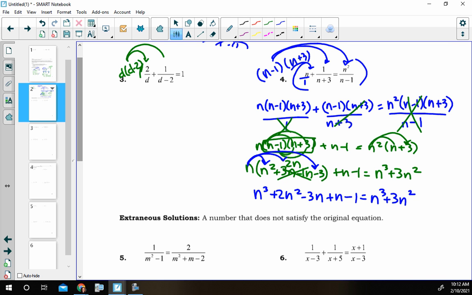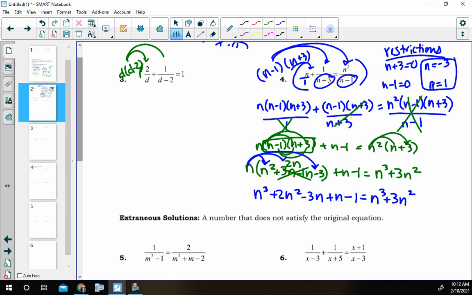And now we can start bringing some stuff together here. All right, because I've got to solve. So let's go ahead and do our restrictions here. Again, it's probably better to do it at the beginning. I just keep forgetting. So I've got this one here. I've got that one there. So I would get n is equal to negative 3 and 1.